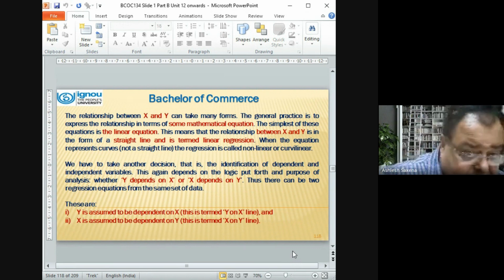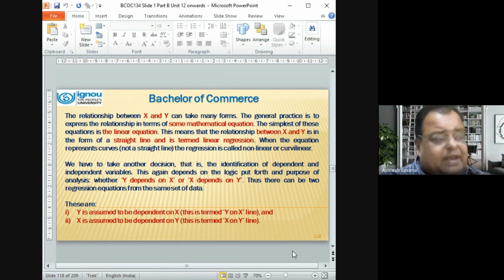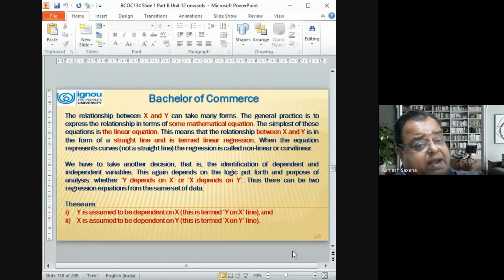can take many forms. The general practice is to express the relationship in terms of some mathematical equation. The simplest of these equations is the linear equation. This means that the relation between x and y is in the form of a straight line and is termed linear regression. When the equation represents a curve, that means it is not a straight line, then it is called nonlinear or curvilinear.